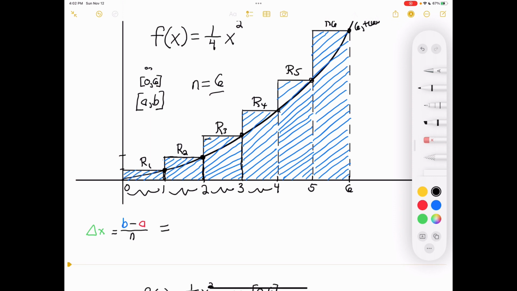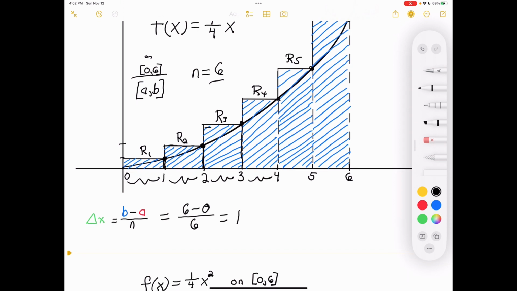So b was the endpoint of the main interval, so in this case 6. A is the starting, so in this case 0, over the number of subintervals, so in this case 6, equals 1. And that makes sense. Each one of these rectangles has a width, or delta x, of 1.